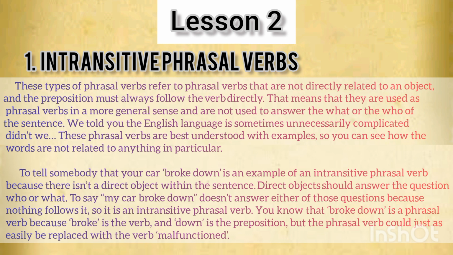Direct objects should answer the question who or what. To say, my car broke down, doesn't answer either of those questions because nothing follows it, so it is an intransitive phrasal verb. You know that broke down is a phrasal verb because broke is the verb, and down is the preposition, but the phrasal verb could just as easily be replaced with the verb malfunctioned.